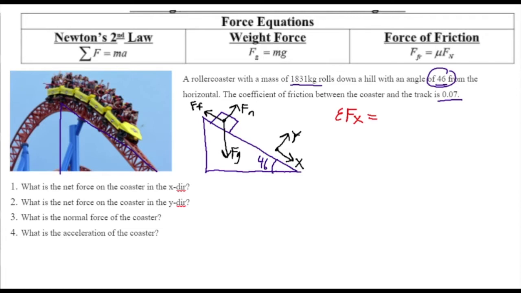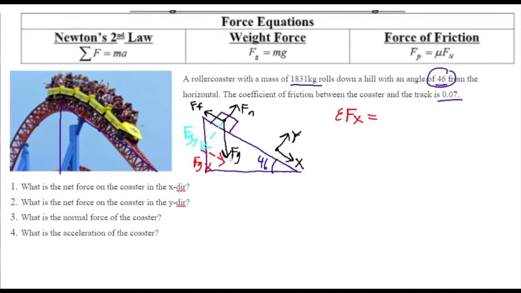So what I'm going to do first is draw the y component of gravity. And the y component of gravity is going to look something like this. It's going to be in the same plane as force normal, except it's going to point straight down. So this is going to be force gravity in the y direction. The x component is going to be parallel to the plane, and it's going to point down the incline. So this is going to be force gravity in the x direction.